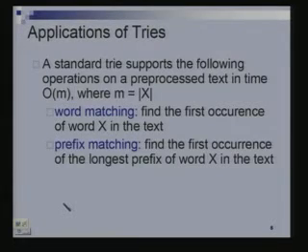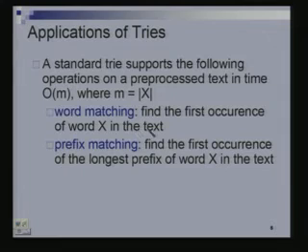Before that, let's see applications. So this actually does our task, what we started off with, right? Suppose I give you a piece of text and I take all the words in the text and throw them into a trie. Now if I have to search for a particular word, I can search for it in time proportional to the length of the word. This is what we started off with today. So I can do word matching, find the first occurrence of word X in the text.